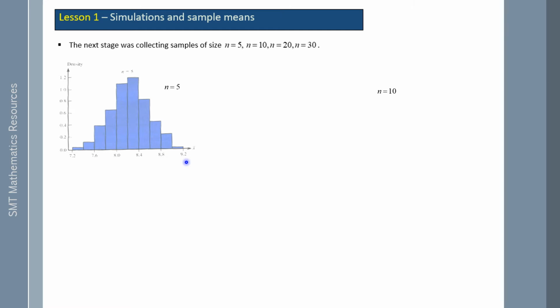If we have n equals 10, that means our sample sizes are getting bigger. We still have a histogram that looks normal, a bell-shaped curve. Now we're centered around 8.25, which is the population mean. Notice we're not getting as many of our sample means in the extremities, around the 9 and the 7 region. We're getting a bit tighter.